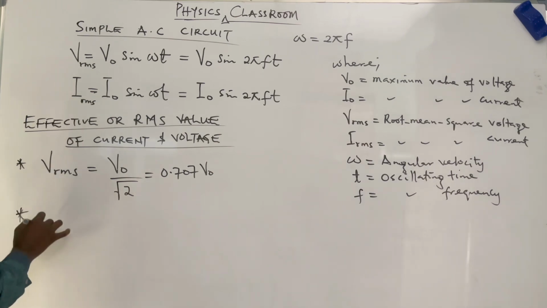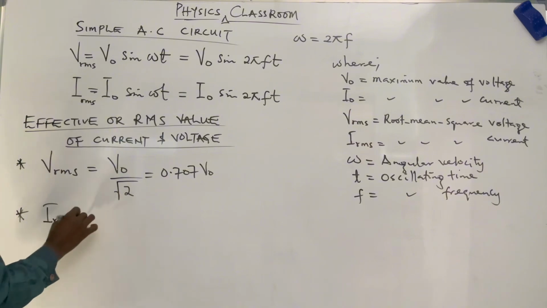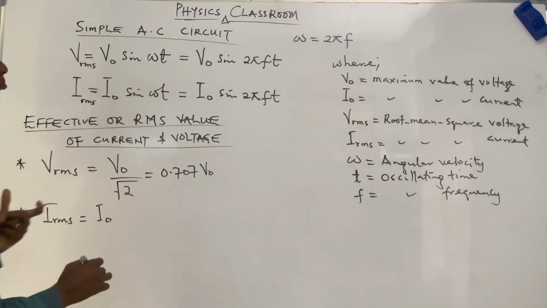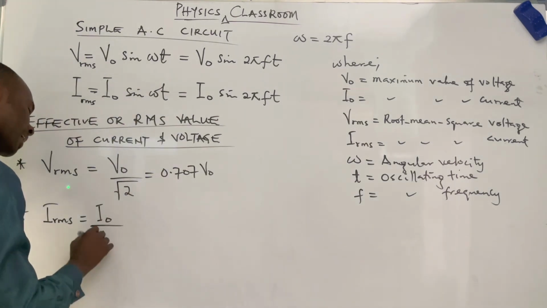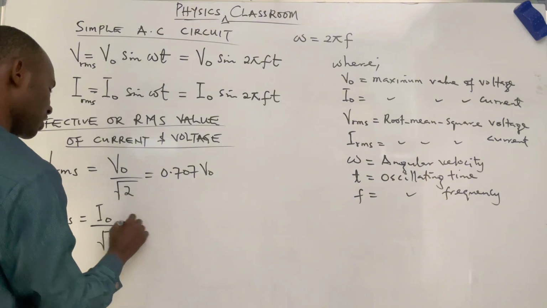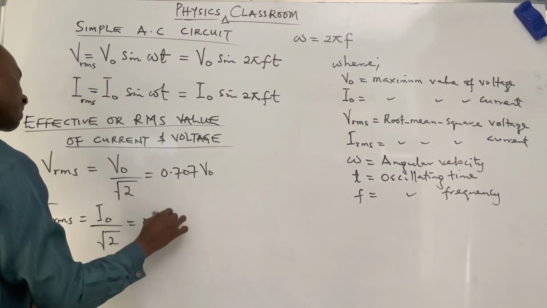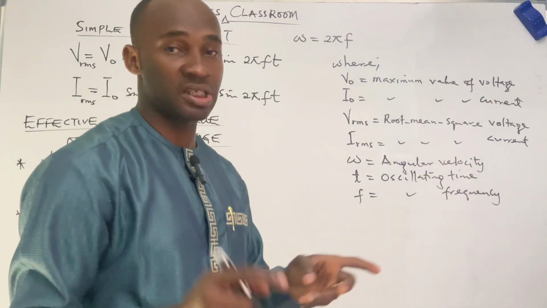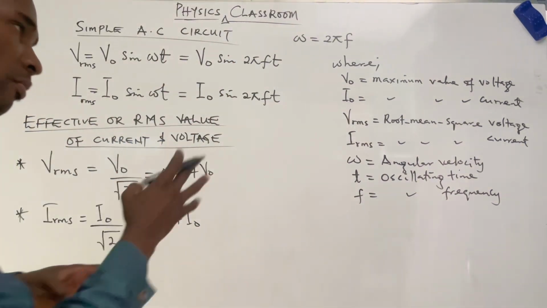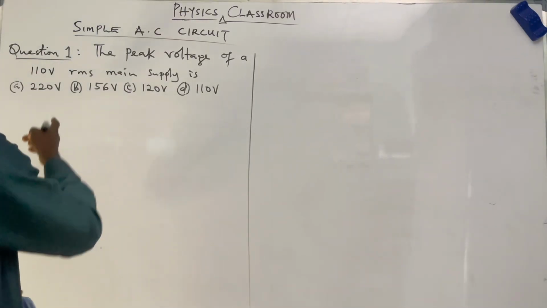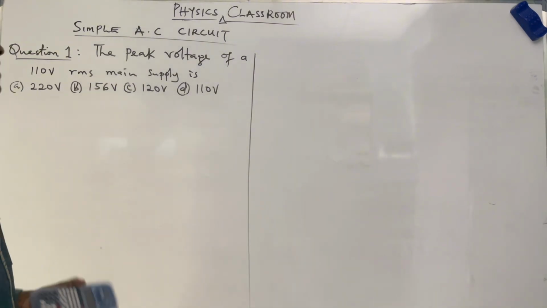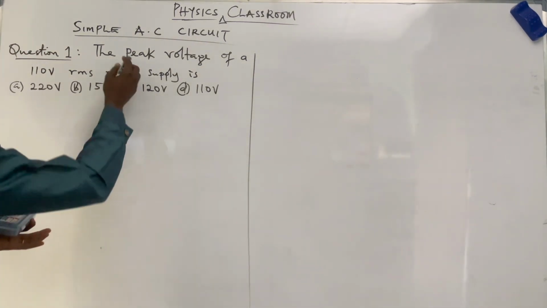Then we'll move to the next one, which is the effective or root mean square value of current, IRMS, which will be equal to the peak value of current or maximum value of current divided by root 2, which can also be rewritten as 0.707 I naught. So I want us to pick just a question from this area before we move forward. Let's take the first question, which says the peak voltage of a 110 volt root mean square main supply is. They are asking you to calculate the peak voltage.